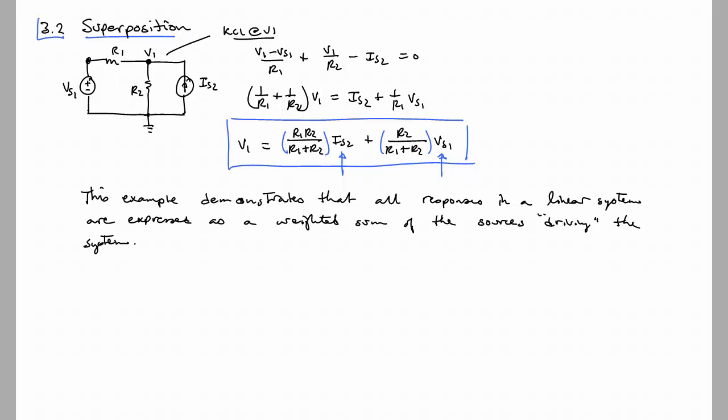That may sound like some funny language, but let me abstract from the circuit again and say I've got a system T. And instead of having just X going in and an output Y, I actually in this case have two inputs. I have an input IS2 and an input VS1 and an output or response V1. Now you might complain, how can you call those inputs? There's no input to the circuit, there's just a circuit with two sources.